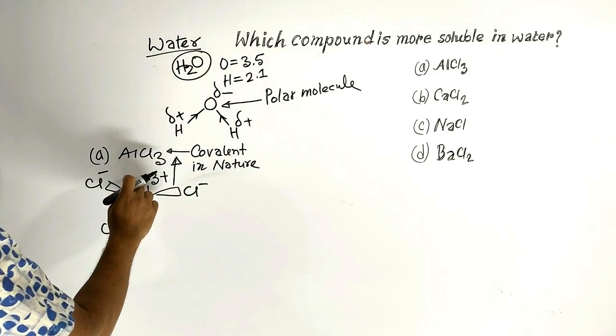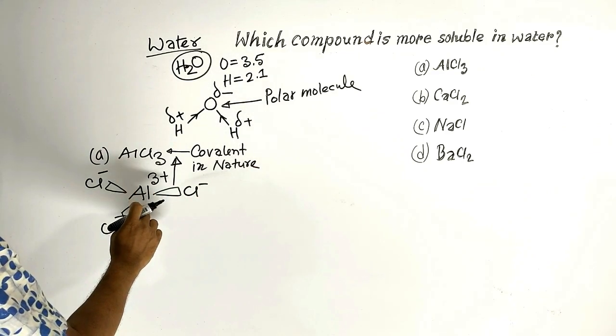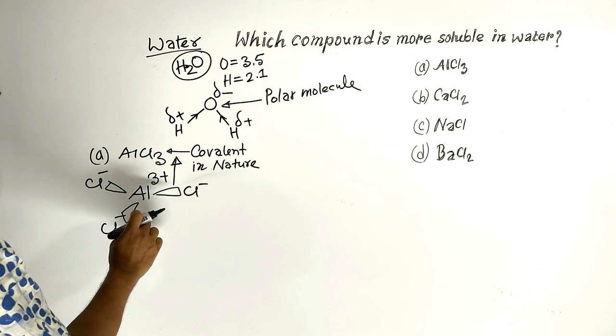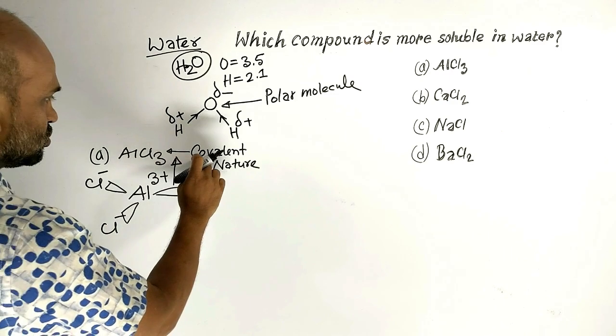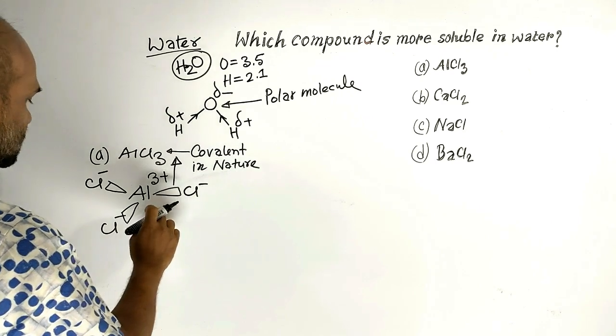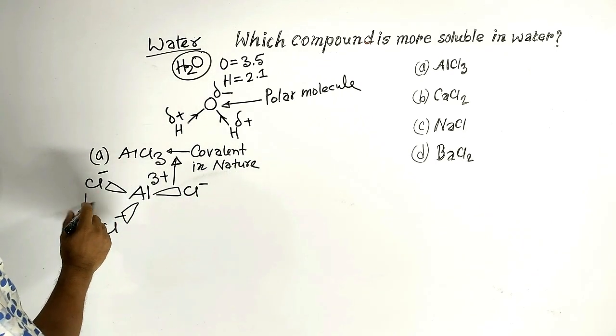Due to its high charge, the aluminum ion polarizes the chloride ion. That is why aluminum chloride turns into covalent in nature. So, this is not soluble in water.